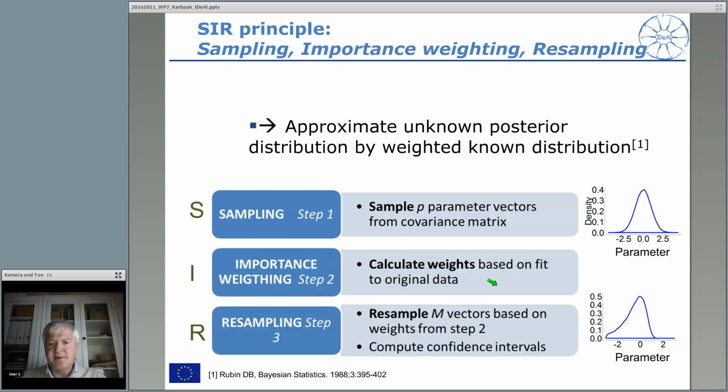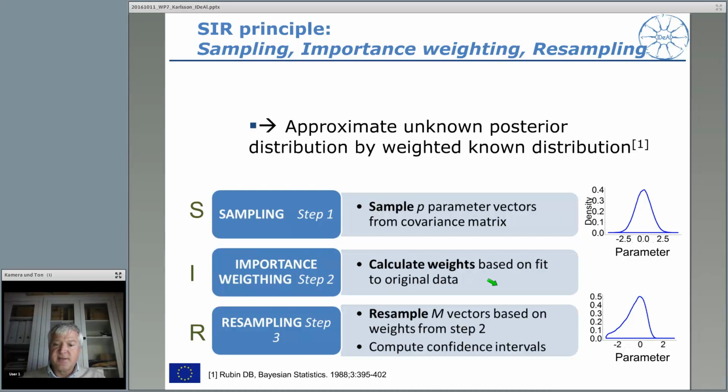And then in the third step, we resample the parameter vectors. We resample a fraction of them, and we do that according to the importance weighting. And then this distribution, because we don't resample all, can take on a different distribution than the original proposal. And the crucial step here is the second one, the importance weighting.